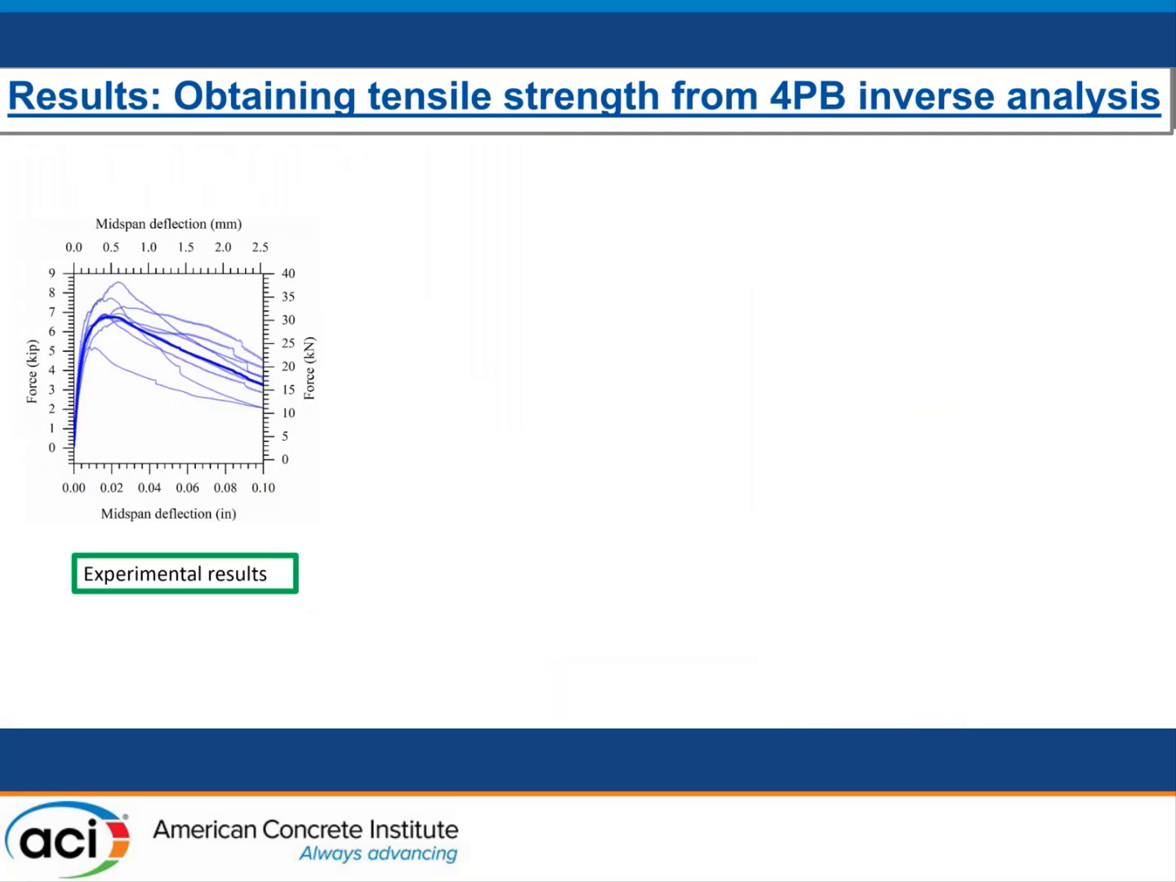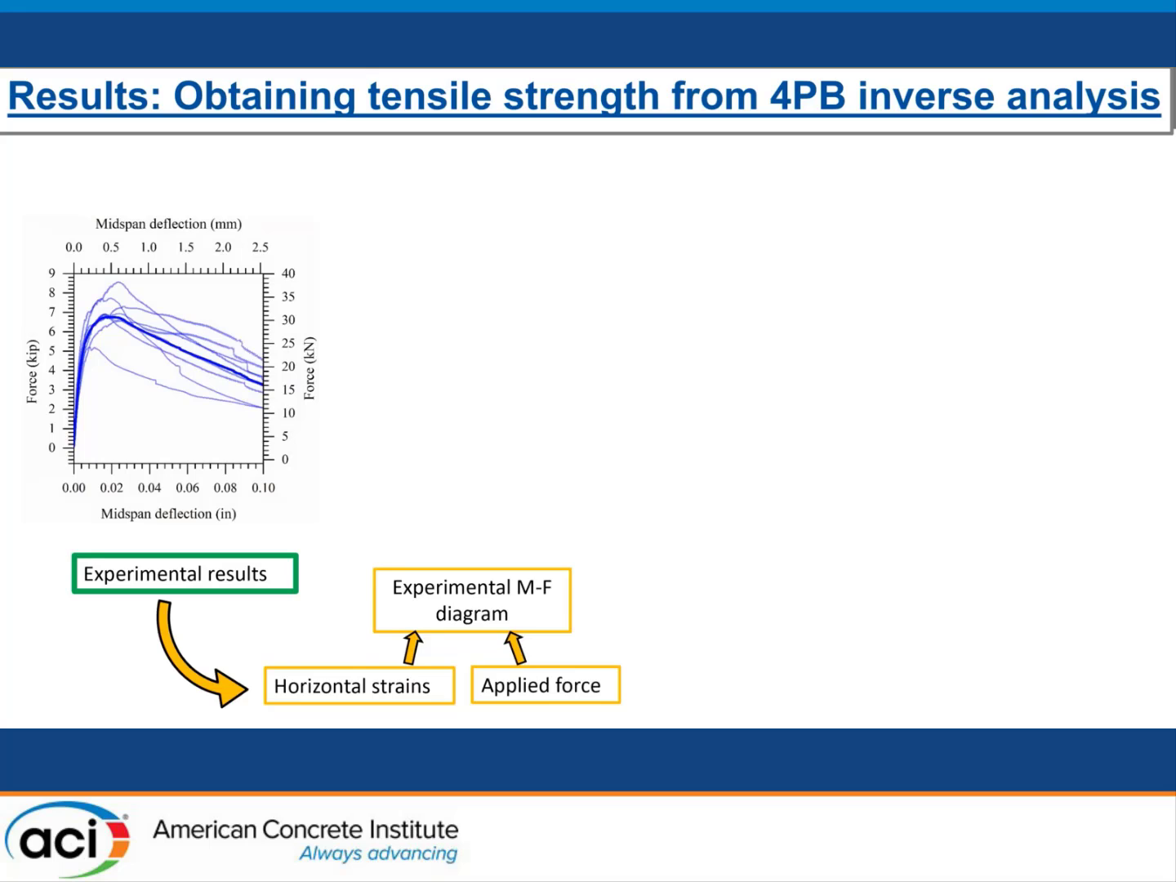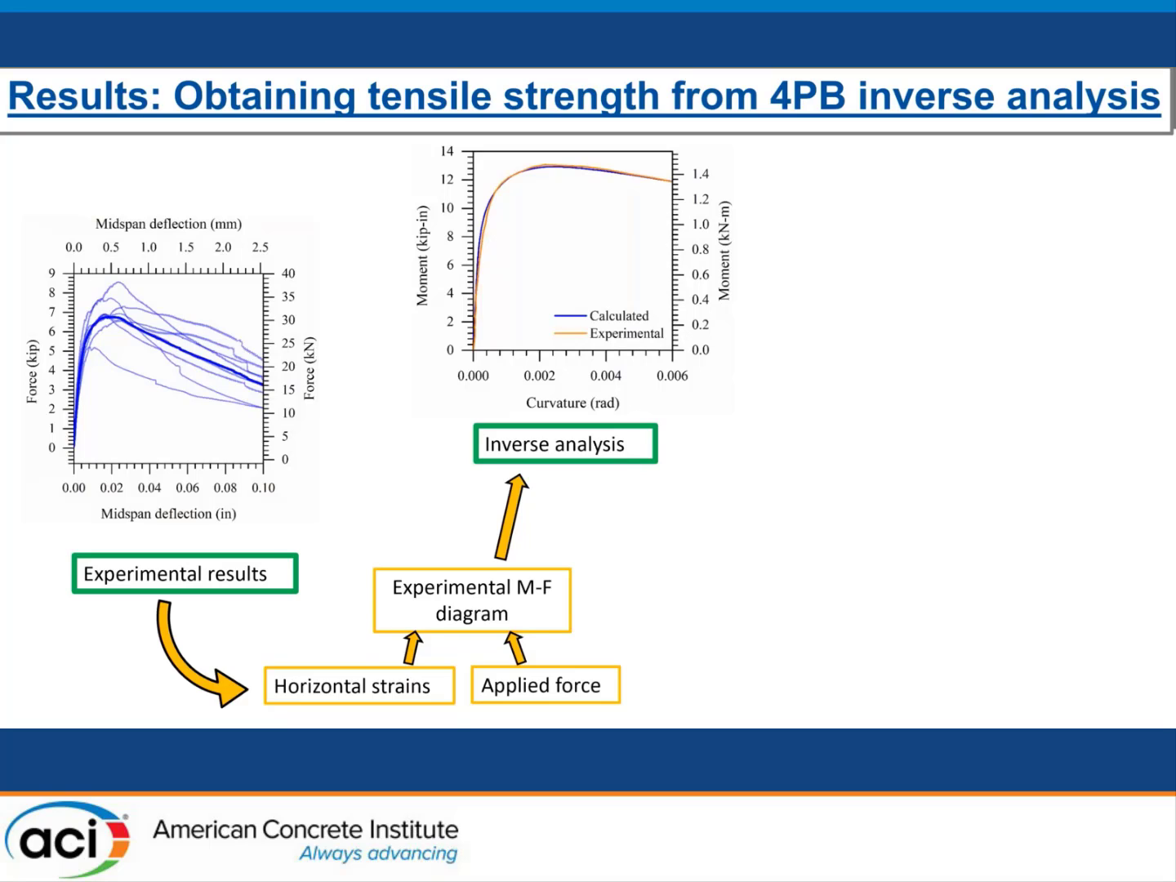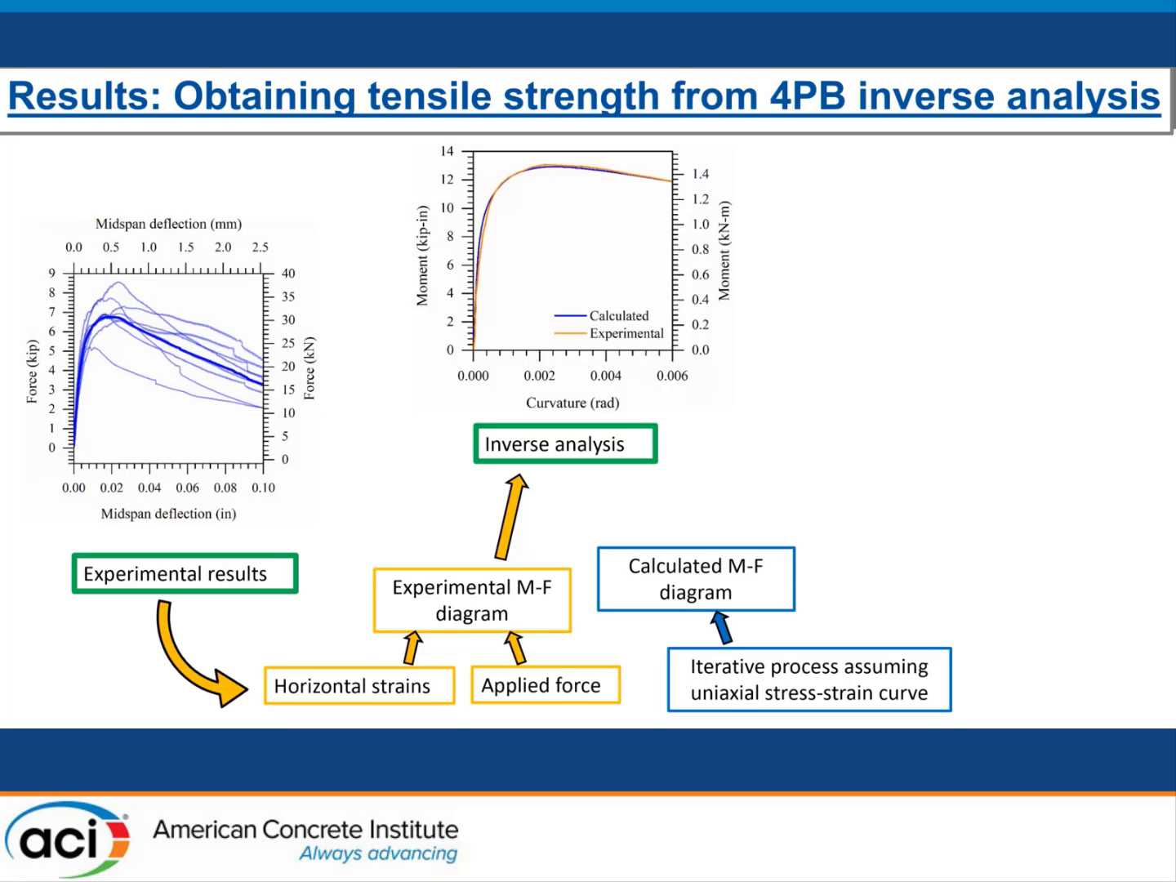What to do with that is easier to see here in this slide. We'll have an idea of the big picture, where we have some experimental results that we get, the horizontal strains and the applied force. With that, we can obtain the experimental moment curvature diagram. And with that, we can obtain basically half of the inverse analysis. With what's highlighted in yellow, we can obtain the orange curve right here. And with the iterative process that we saw in the previous slides and the predefined stress strain curve, we can obtain the calculated moment curvature diagram.